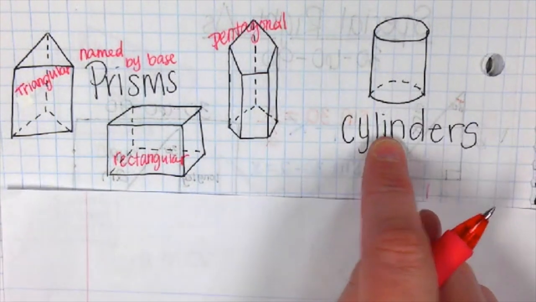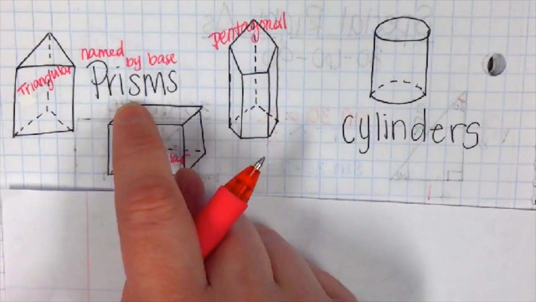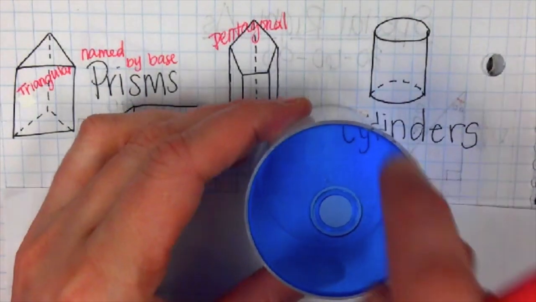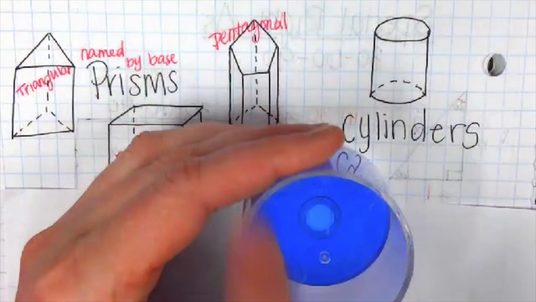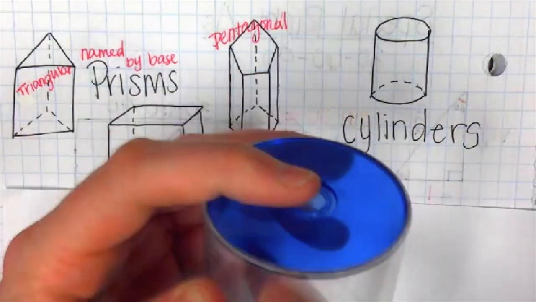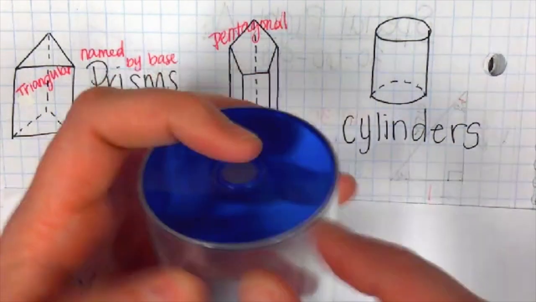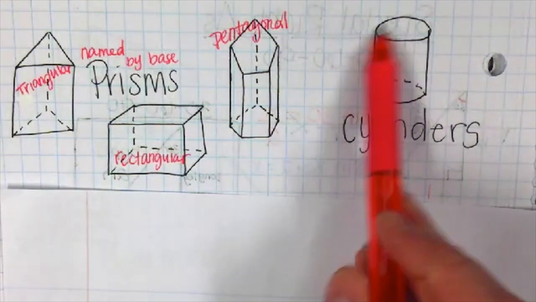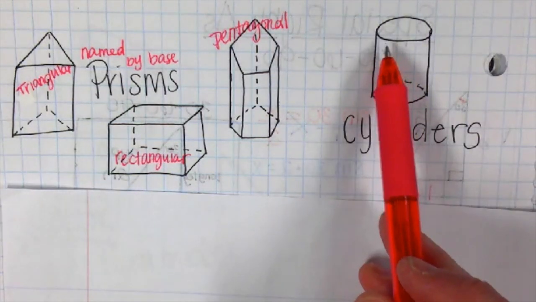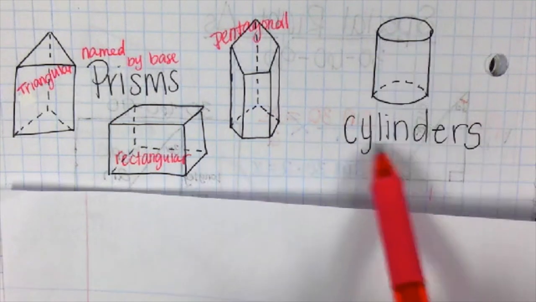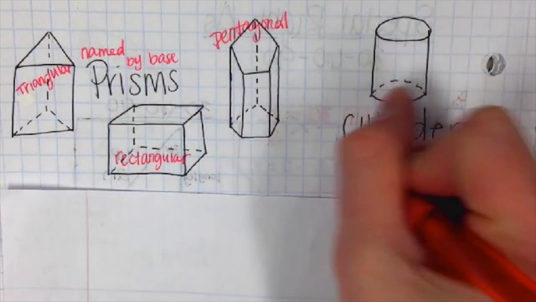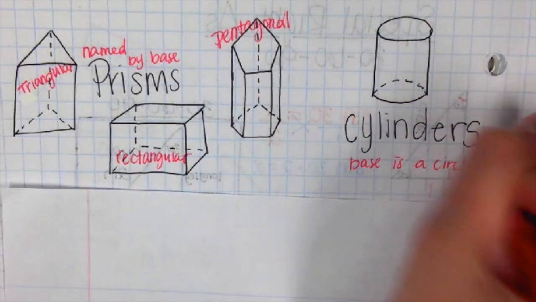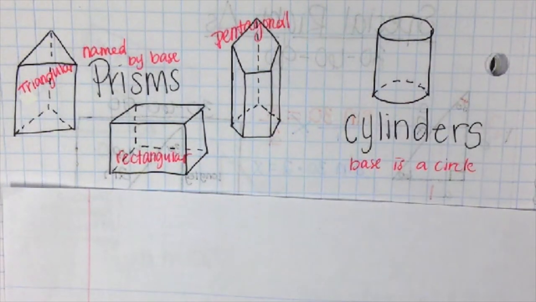A cylinder is pretty much a prism, except since the bases are circles, you don't actually have rectangles going here. So a cylinder, circles always make everything a little bit more challenging. But again, the base is a circle. Okay, so those are prisms.